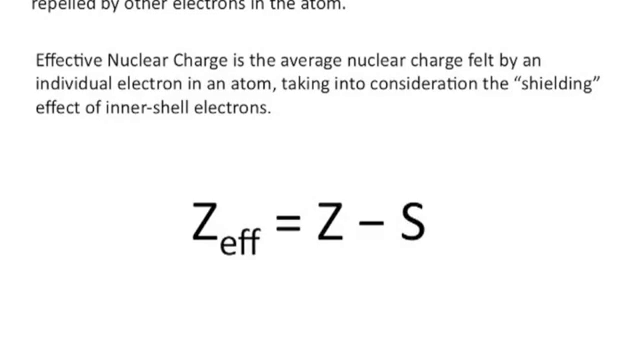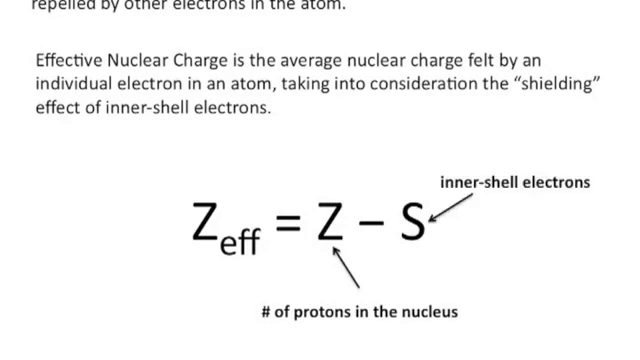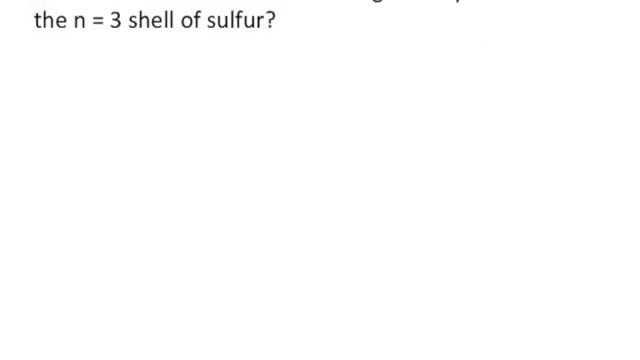The effective charge is equal to Z minus S, where Z is the number of protons in the nucleus, and S is the number of inner shell electrons. Now remember, the number of protons in the nucleus is the same as the atomic number and can be easily determined by using your periodic table. In this tutorial, we'll go through how to determine the number of inner shell electrons. Let's look at an example.